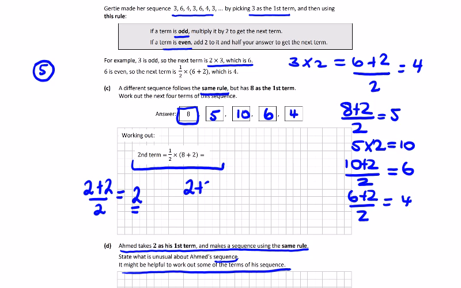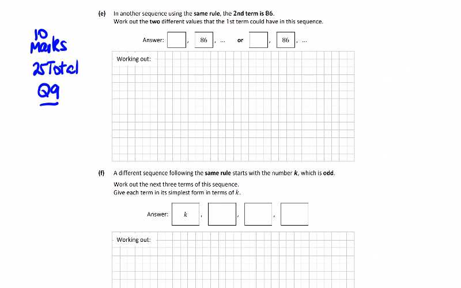So the same number again. We're going to get 2 plus 2 over 2, which again is equal to 2. So adding 2 and dividing by 2 is just 2 all the way. That's what's unusual about his. If you start with 2, if you add 2 and divide by 2, you'll always get back to 2. That's part C and D. You can see why they're only worth 5 marks. E and F are worth 10 marks together.